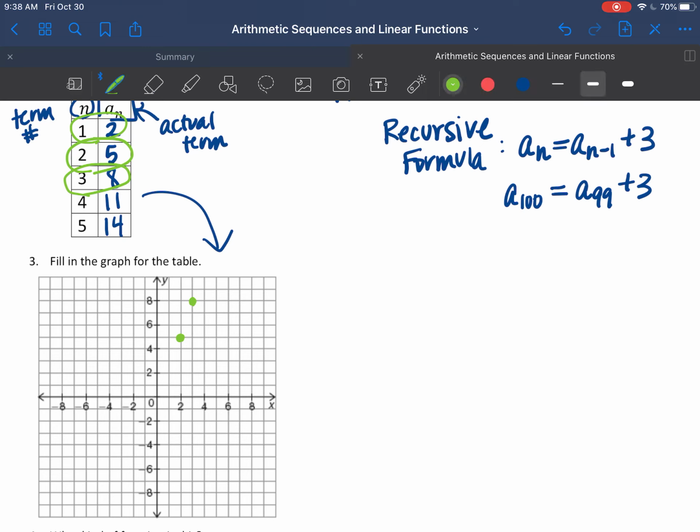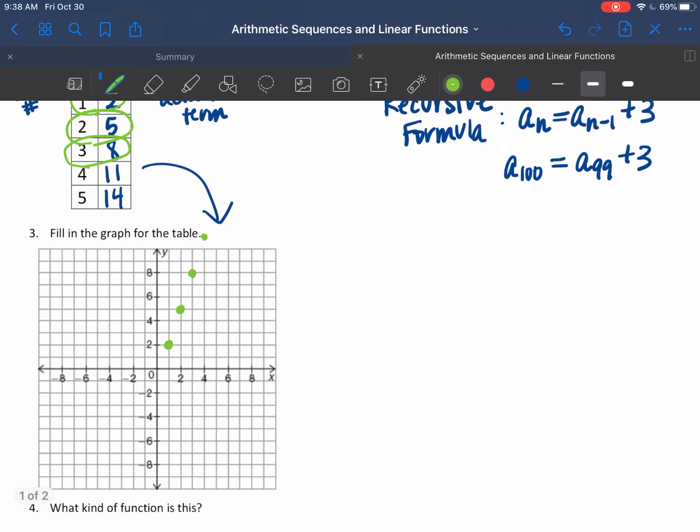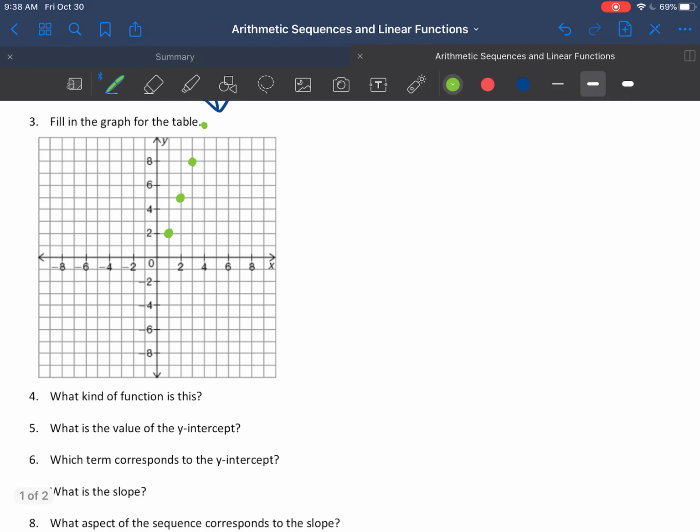Oh, sorry, I messed up. I was like, that doesn't look right. 1, 2 is right here. There we go. So 1, 2, 2, 5, 3, 8, and we could do 4, 11 up here. And so what kind of function is this? We know that this is a linear function because these points fall on a line if I were to connect it.